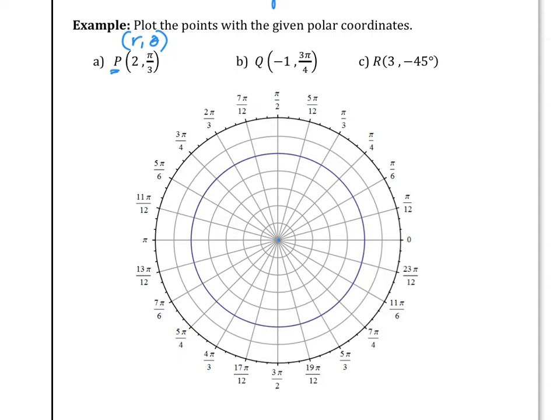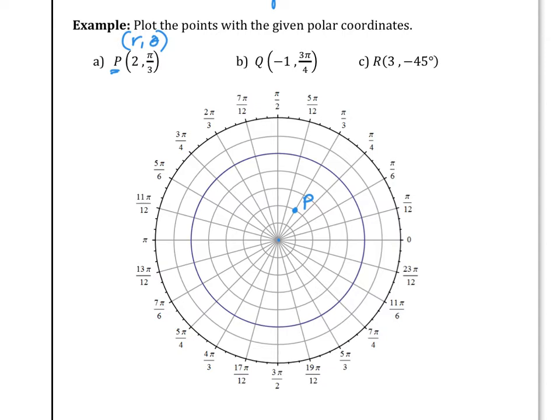So anyways, let's look at how to graph this first one. It says r equals 2, theta equals pi over 3. So what you're going to do is start from here and then go 2 out. So this means r equals 2. And then you're going to turn in the positive pi over 3 direction. So you're going to turn pi over 3, which is right here, right? Because it lines up with pi over 3. So this is the point. This is point P. Okay, so again, you go 2 out, that means r is 2, and then you turn pi over 3, and that is where the point is.